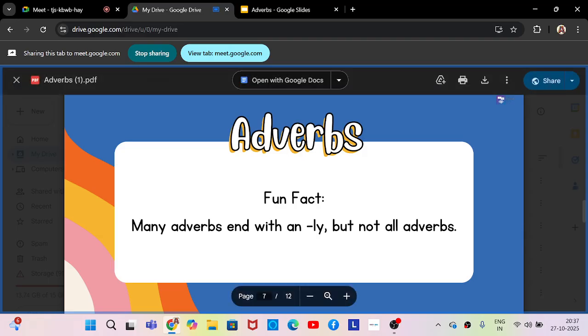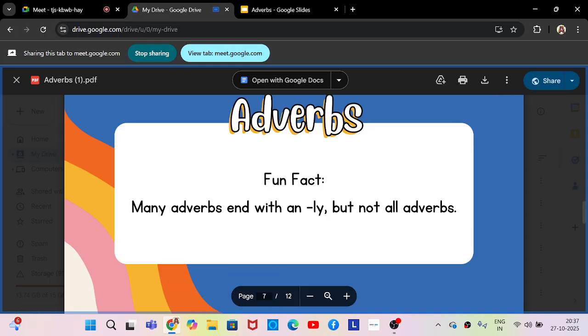Often नामक word में can you identify ly? No ma'am, you can't see ly. Similarly, another word, let me give you: always. That also doesn't have ly. So always is also an adverb, but there is no ly. Okay. So some adverbs will have ly, some of them will not.